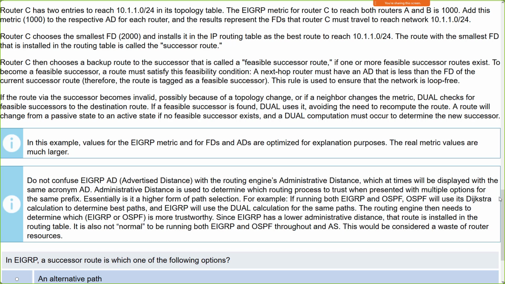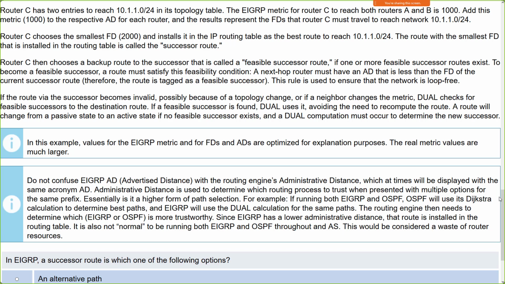If we don't have a feasible successor, then that's when the query process gets involved, and when we lose our primary path, we have to try and discover if there is a secondary path, or at least verify whether that secondary path is still valid, right? Just because a path does not meet the feasibility condition doesn't mean it can't be used. It could potentially still be used. We just have to go through a secondary check before we can use it. All right.